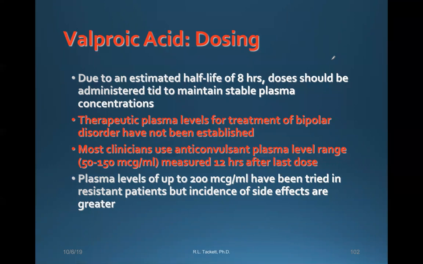We see that people have tried to go above the 150 micrograms in patients that were resistant. And so even though the efficacy is there, the incidence of side effects just outweigh its benefits. So it's very difficult to do that.